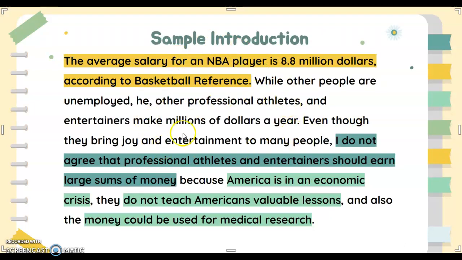So here's this person's introduction. I do not agree professional athletes and entertainers should earn large sums of money. There's their thesis. Now we're combining with our 3 points because America's in an economic crisis. That's their first body paragraph. They do not teach Americans valuable lessons. That's their second body paragraph. And also the money could be used for medical research. That's their third body paragraph. Okay, so these are the 3 main points that they will talk about in their next 3 paragraphs.